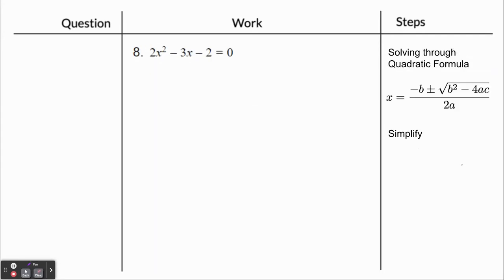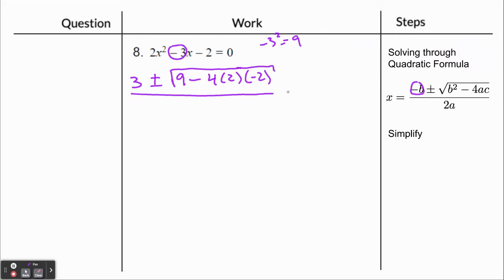For this one here, where we're going to use the quadratic formula, it's already in standard form, so I can just start plugging numbers in. Negative 3 for the b value, because it's a negative, I'm going to make it positive. Plus or minus the square root of b squared, which is negative 3 squared, which is 9, minus 4 times the a value, which is 2, times the c value, which is negative 2, and all of that is over 2a, and 2 times 2 is 4.